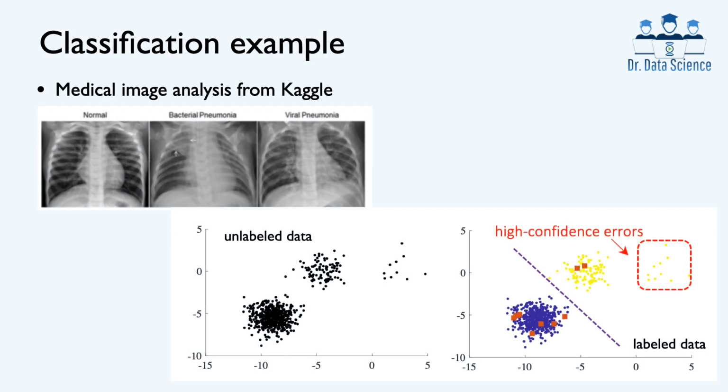Now let's examine another example for classification using medical image datasets. And this dataset is from Kaggle, so you can download this dataset and start working with this. So here we have a set of X-ray images, and a physician or an expert has labeled these X-ray images as normal or 2 types of pneumonia.